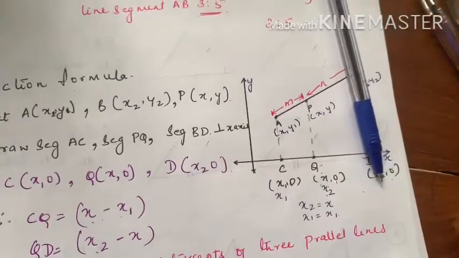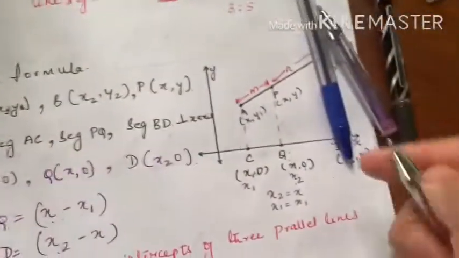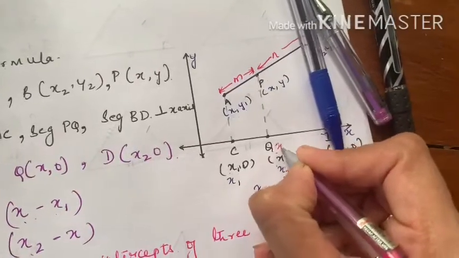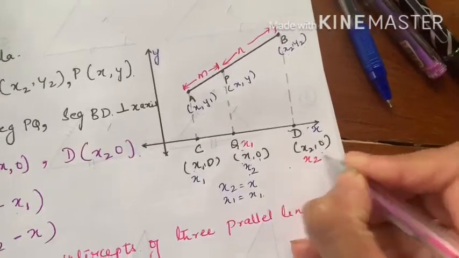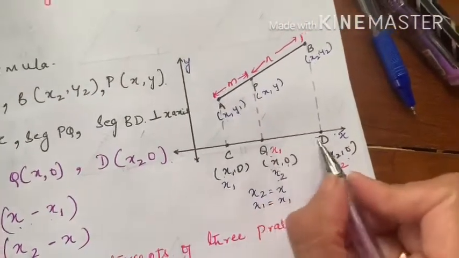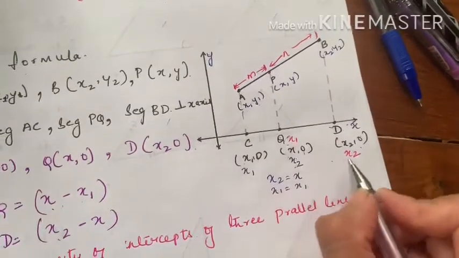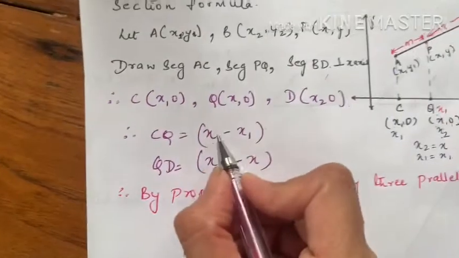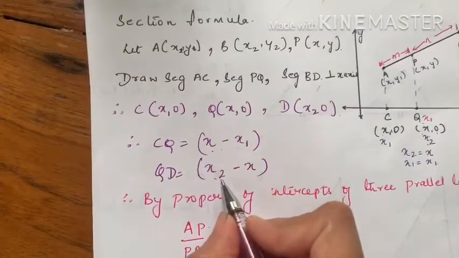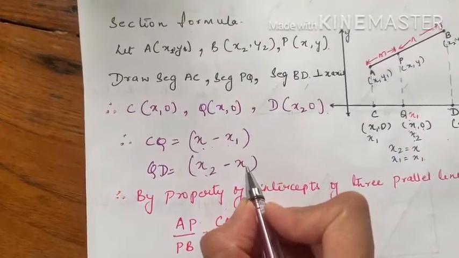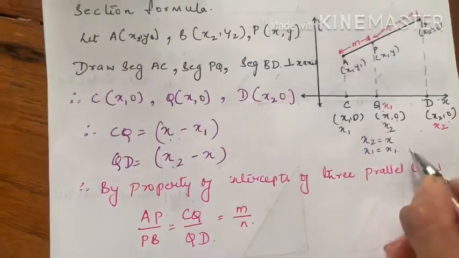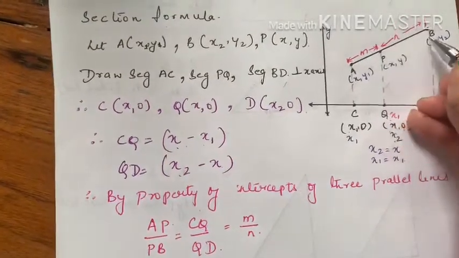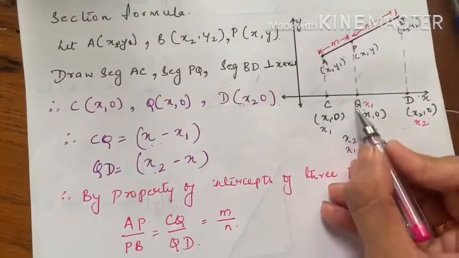again, let me change the color so that you will not get confused. This is my x1 and this is my x2 for the new equation. So if I take QD, it is x2 minus x1, that is nothing but x2 minus x. So here CQ is x minus x1 and QD is x2 minus x. From the property of intersecting of three parallel lines, AP by PB equals CQ by QD.